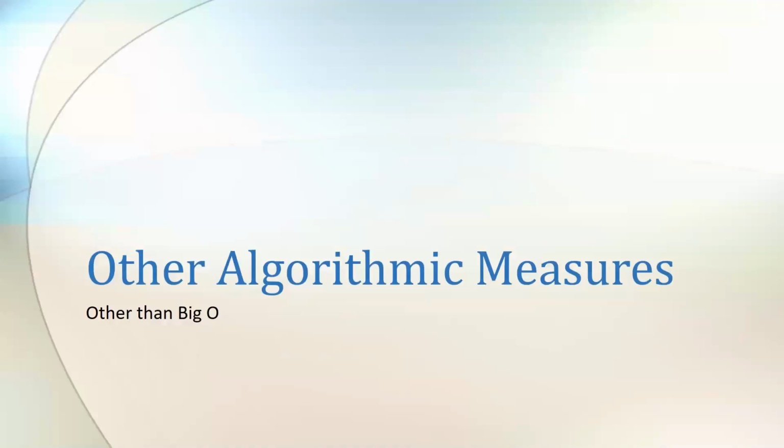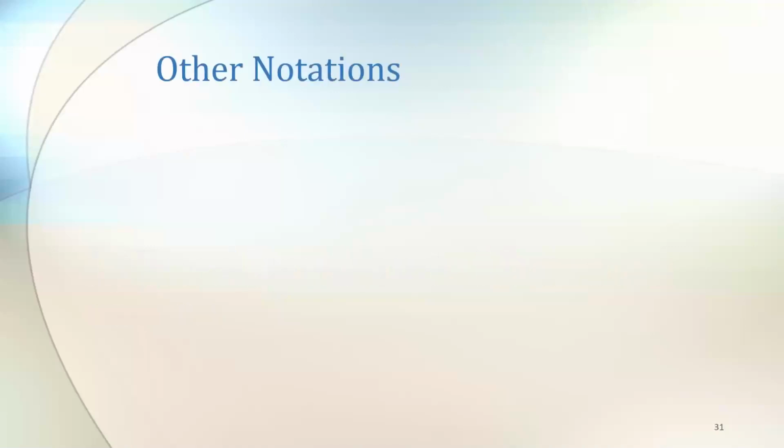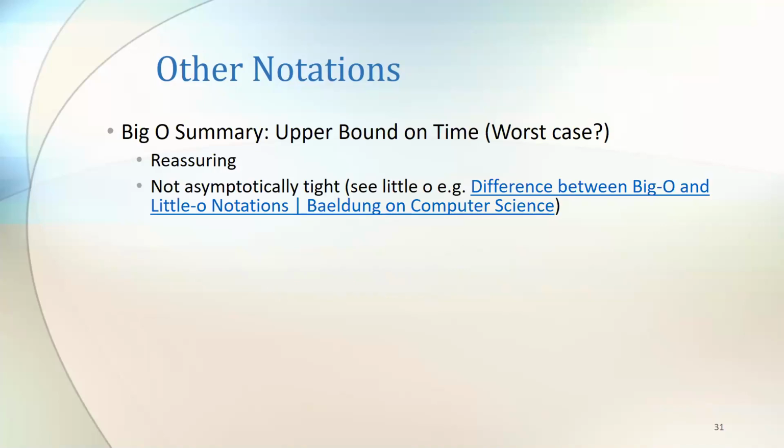All right. So that gets us to other algorithmic measures other than the big O we've been talking about. Big O is what I call the asymptotic tight upper bound on time. That's what I said. Here's a summary on big O. It is an upper bound on time.